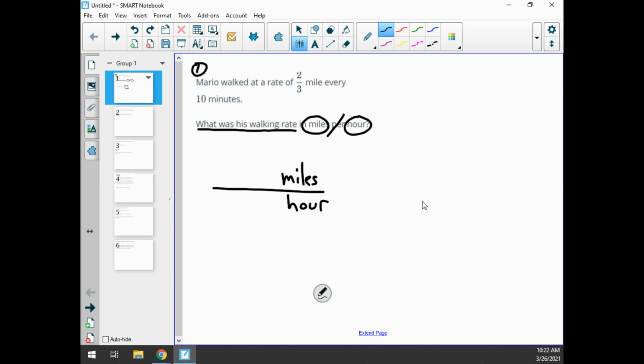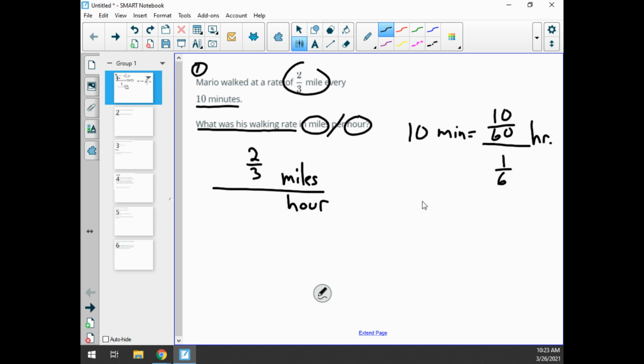The number of miles in this problem was 2/3, so I'm going to write that number next to the word that it belongs with. The number of hours in the problem, oh wait, it didn't give us hours, it told us 10 minutes. But I need to know 10 minutes equals how many hours? Well, 10 minutes isn't even one whole hour, it's less than an hour. It's only 10 minutes out of 60 minutes. So that's a fraction of an hour. I'm going to simplify that to 1/6 of an hour.